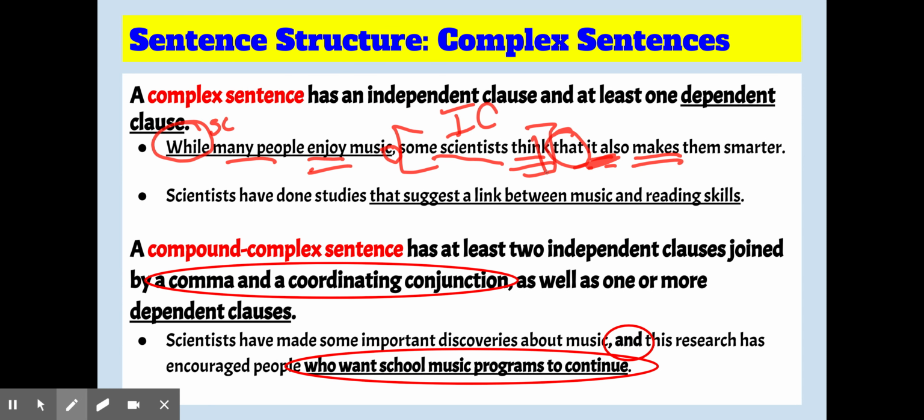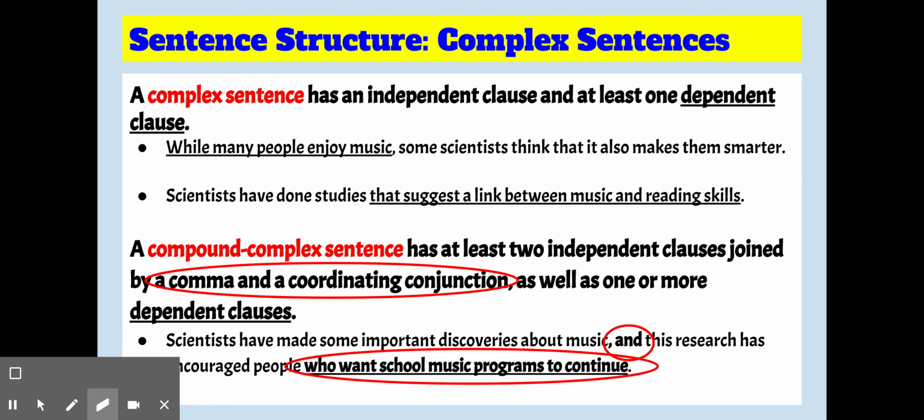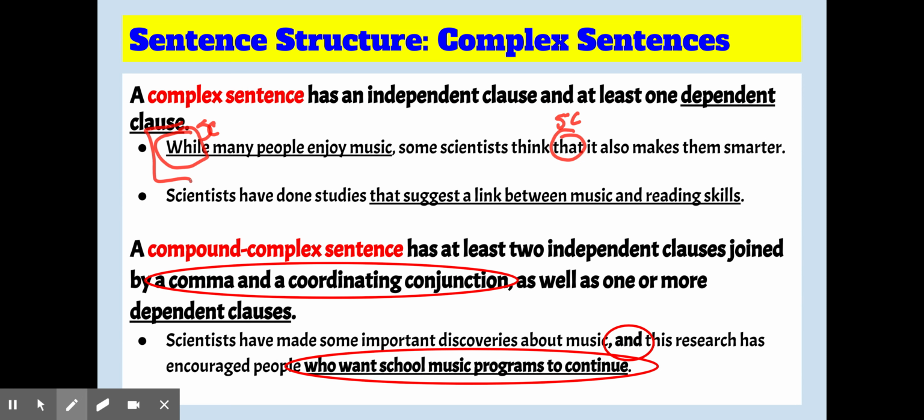So if all I had was that it also makes them smarter, you're probably going to want to know, well, what is that? I'm not sure what that is. So that is also another dependent clause. So far in this one sentence, that's an SC, a subordinating conjunction. I'm just going to label this as an SC right now. And so that means I have a dependent clause here, an independent clause here, and a dependent clause here.